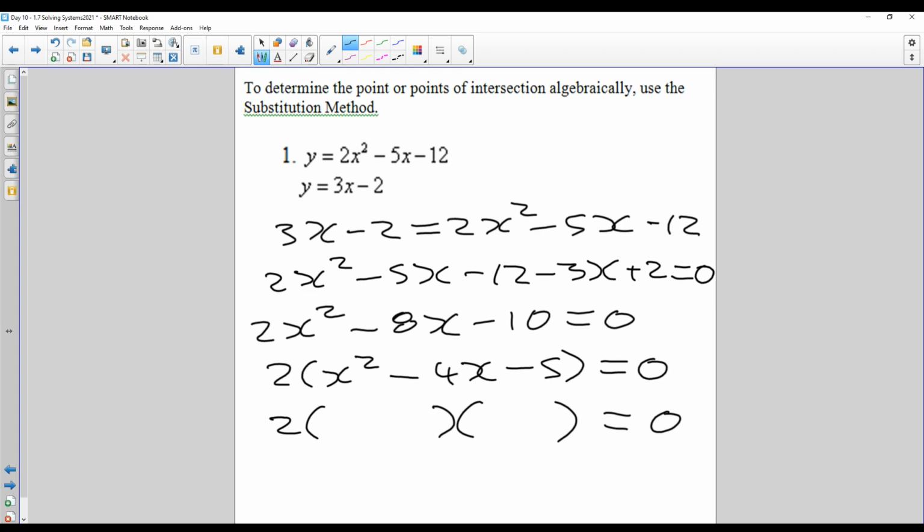Can Wanya give me those factors, please? Can you give me the factors that I need to make this magic happen? So plus 4 or minus 4, what are we talking about? Plus 4 and what? Plus 4 and negative 5. If I multiply those two numbers, I'm going to get minus 20. But I'm trying to get minus 5.